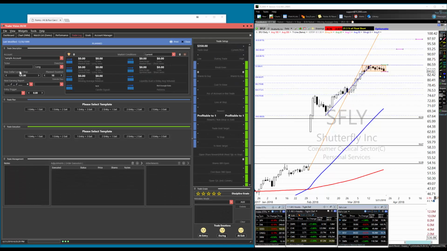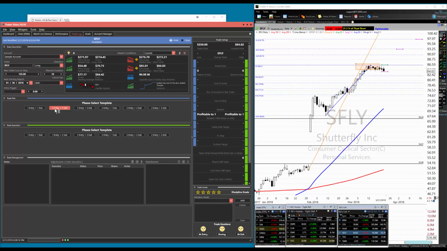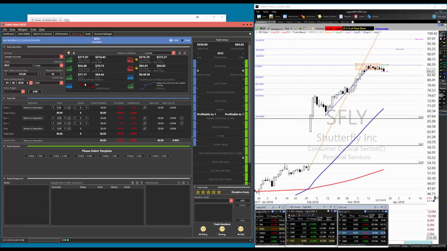So let's add another trade here. SFLY. Reported in January, so it's probably going to report the end of April. Four to 2, that's not a bad thing because we have that tight consolidation. It's just trending a tad bearish the last several days. Try that again.